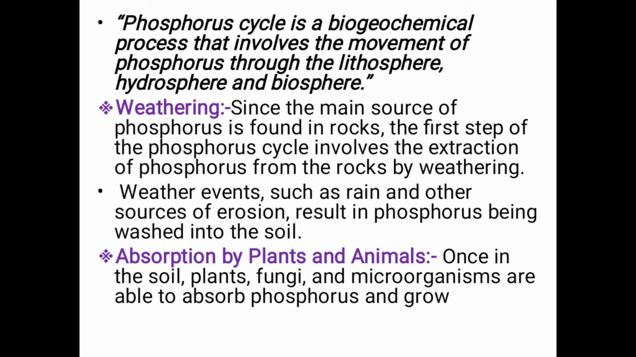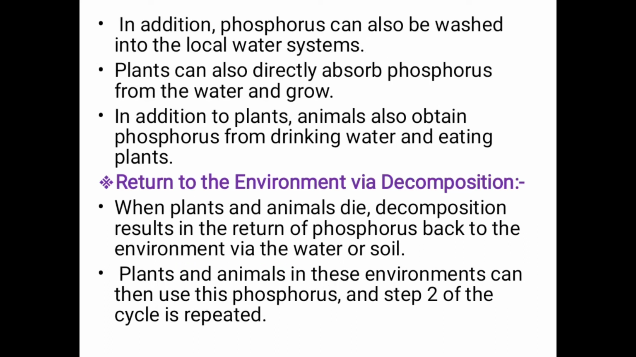Next one, absorption by plants and animals. Once in the soil, plants, fungi and microorganisms are able to absorb phosphorus and grow. Here the plants and animals make use of this phosphorus for their development and growth. In addition, phosphorus can also be washed into local water systems. Plants can also directly absorb phosphorus from water and grow. In addition to plants, animals also obtain phosphorus from drinking water and eating plants.